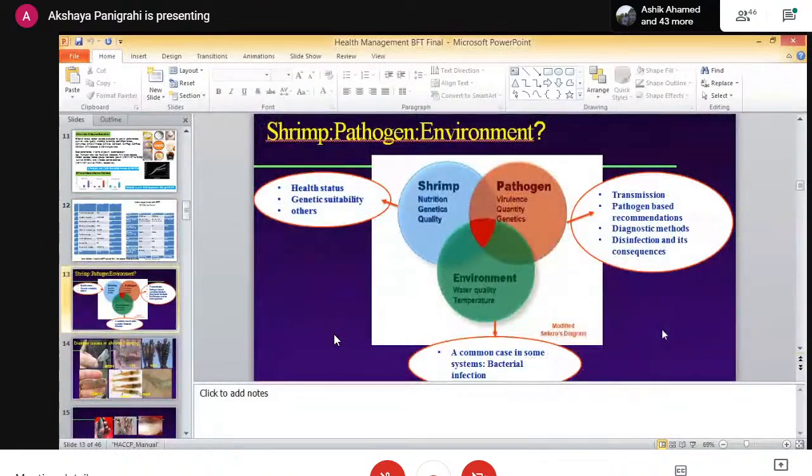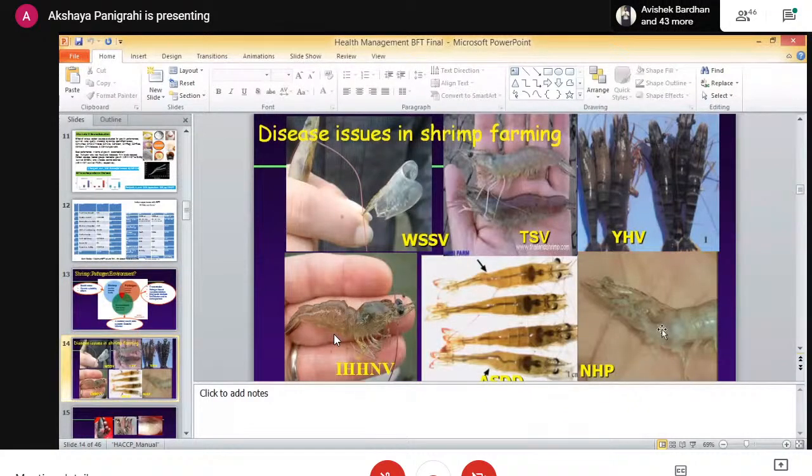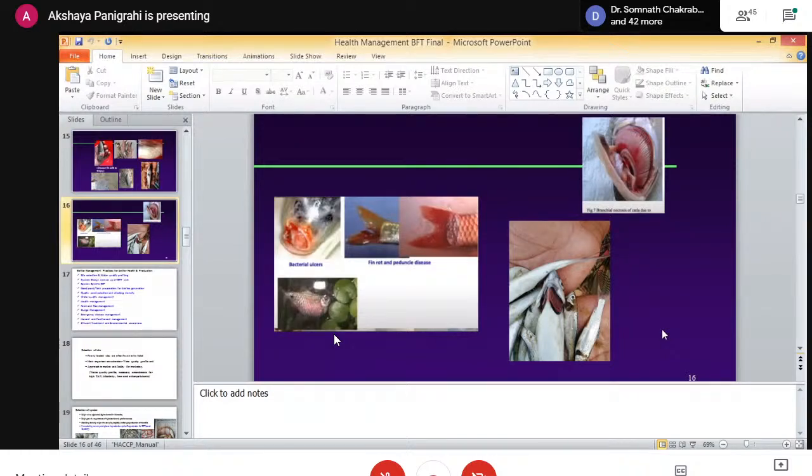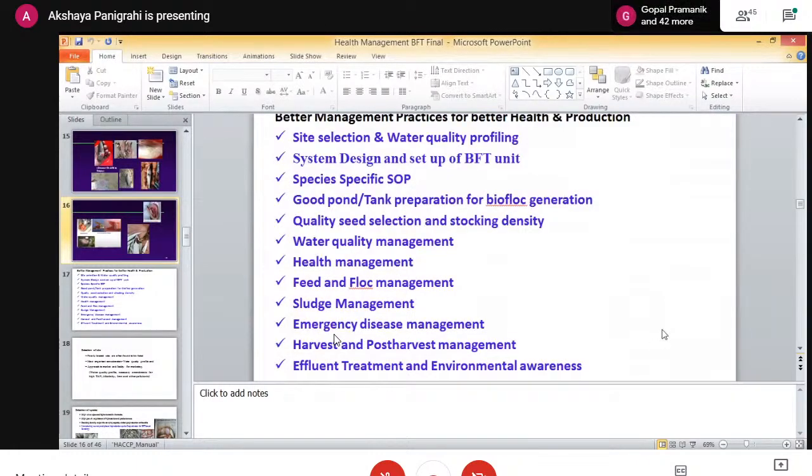Okay, so here we are talking of the classical diagram of the fish, pathogen and environment interaction, and these are the diseases which are very common in shrimp aquaculture, which we just talked about. In the case of fish, in the biofloc system, we are coming across diseases like fin and tail rot, dropsy, and other things, especially in the biofloc system, and also gill problems like operculum deformity. Because if you compare to a pond system, in pond culture, for example with any fish, we maintain only 0.5 to 1 kg per cubic meter of water.